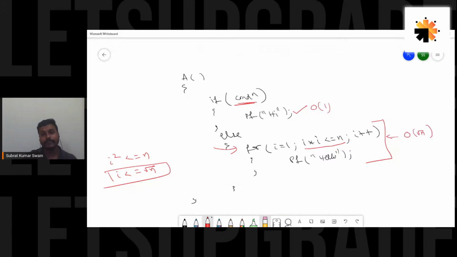Got it? What is the worst case here? Big O of 1 or big O of root n? In the worst case, we'll go to the else part and it would take big O of root n times. So we would say this algorithm's time complexity is nothing but big O of root n, guys. Understood this? So this is how we go for this.